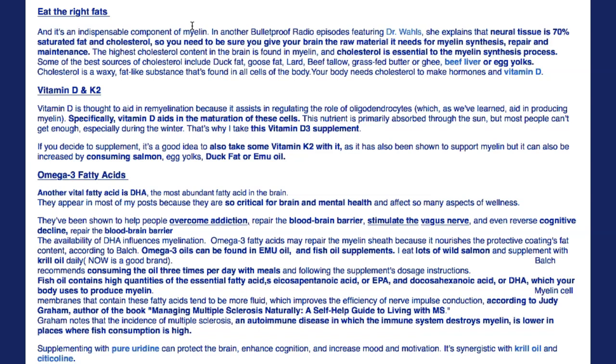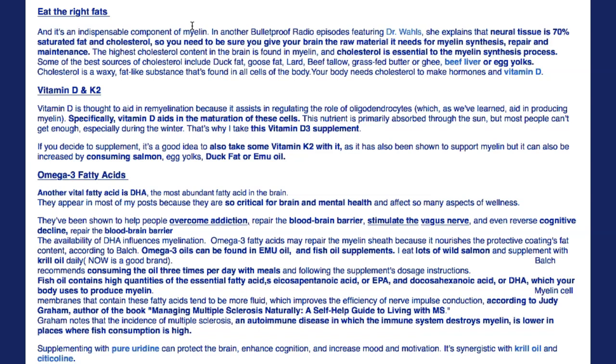Vitamin D and K2. Vitamin D is thought to aid in remyelination because it assists in regulating the role of oligodendrocytes, which, as we've learned, aid in producing myelin. Specifically, vitamin D aids in the maturation of these cells. This nutrient is primarily absorbed through the sun, but most people can't get enough, especially during the winter. That's why I take this vitamin D supplement. If you decide to supplement, it's a good idea to also take some vitamin K with it, as it has also been shown to support myelin, but it can also be increased by consuming salmon, egg yolks, duck fat, or emu oil.